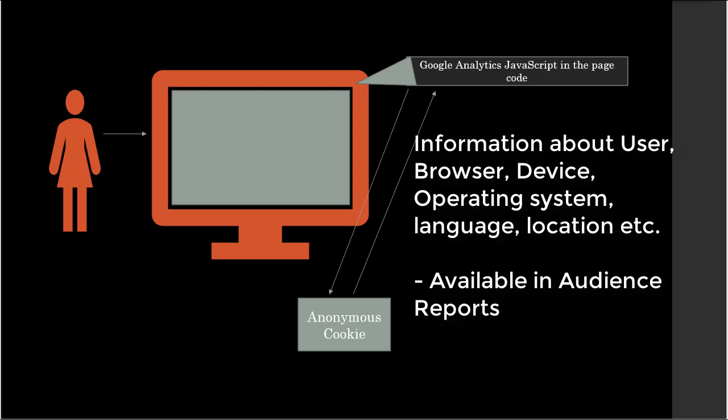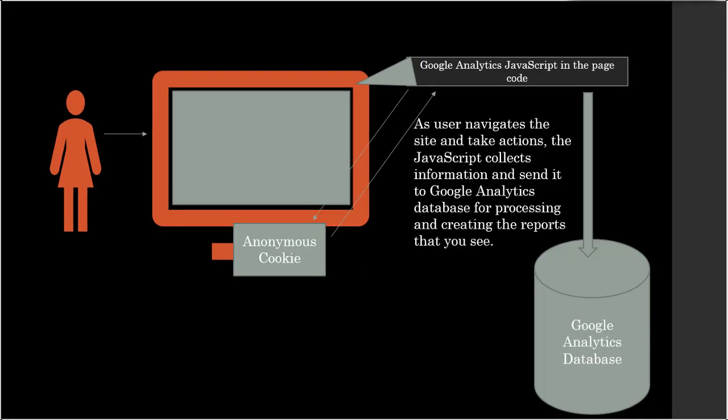It also knows the location of the user. It uses IP address to figure out which country, which city the user is coming from. When a user comes to the site and loads the page that has the Google Analytics tracking code, Google Analytics will start to collect the data. This JavaScript will send updated information about the user's activity to Google Analytics.